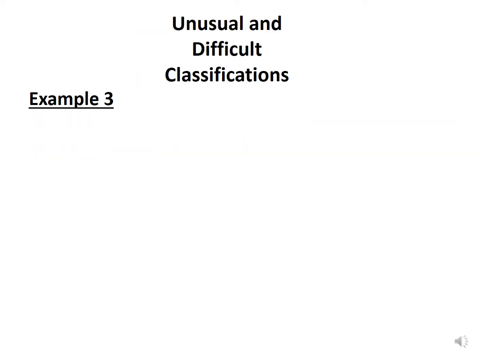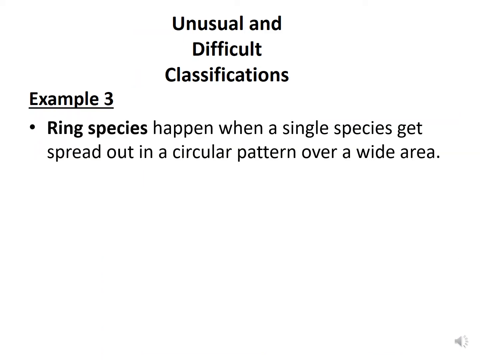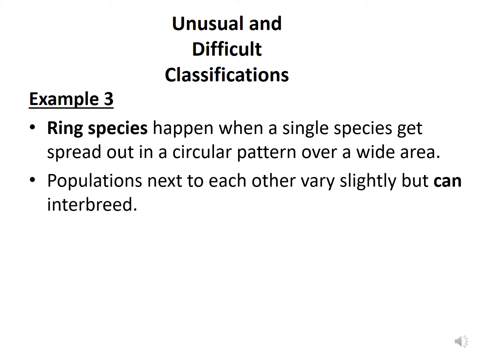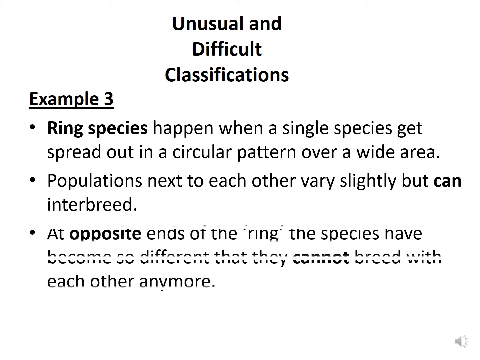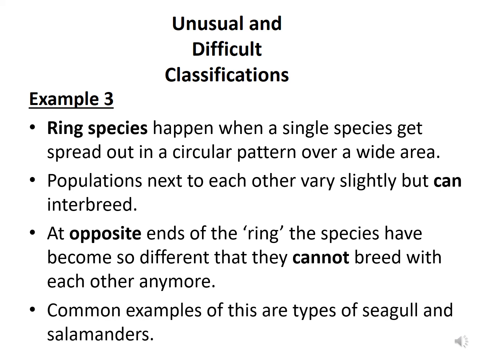Another example of unusual and difficult classifications are when you get a ring species. A ring species happens when a single species gets spread out in a circular pattern over a wide area. Populations next to each other vary very slightly, but can interbreed. At opposite ends of the ring, the species have become so different that they cannot breed with each other anymore. Common examples of this are seagulls and salamanders.